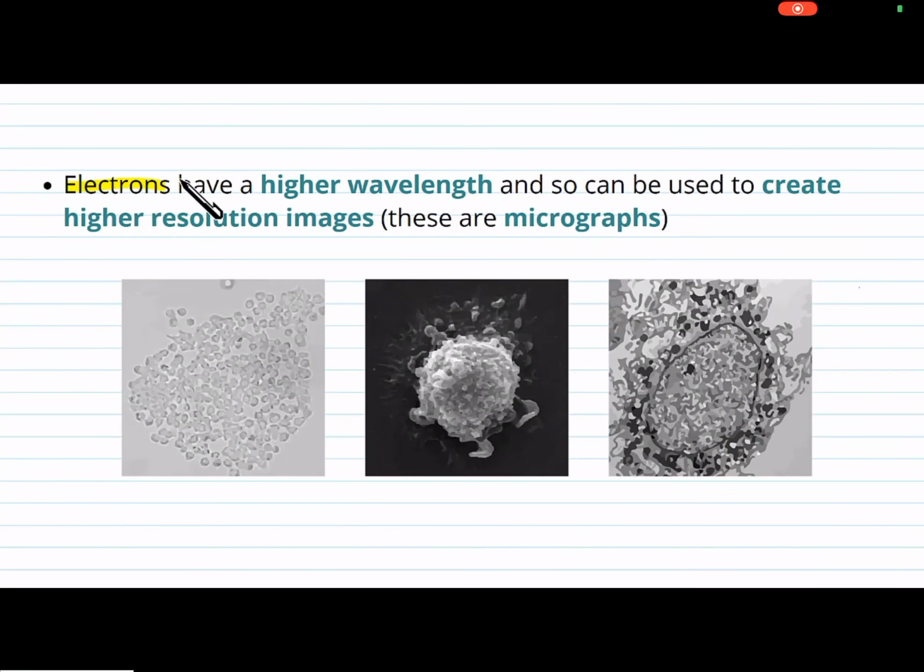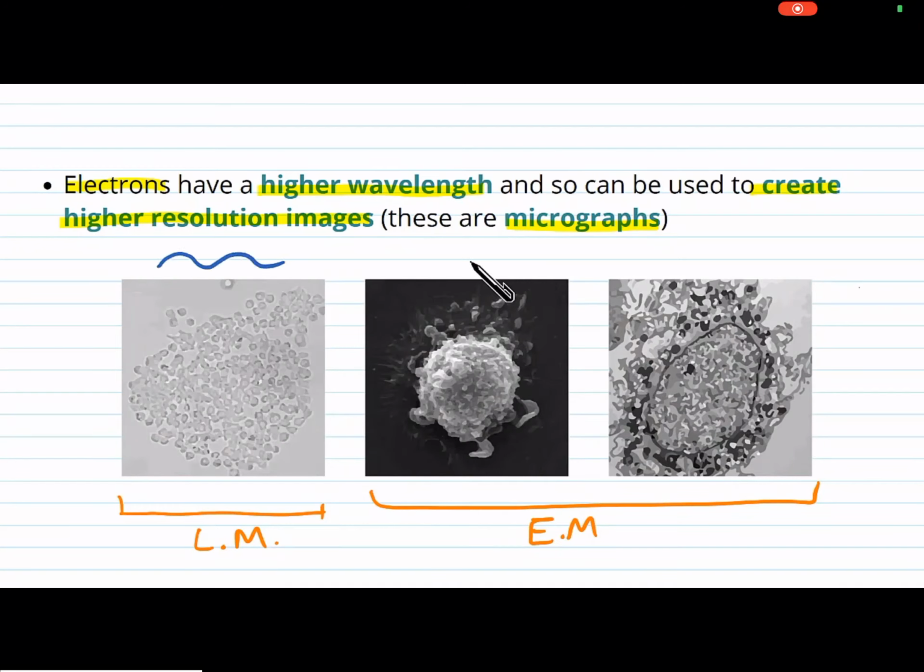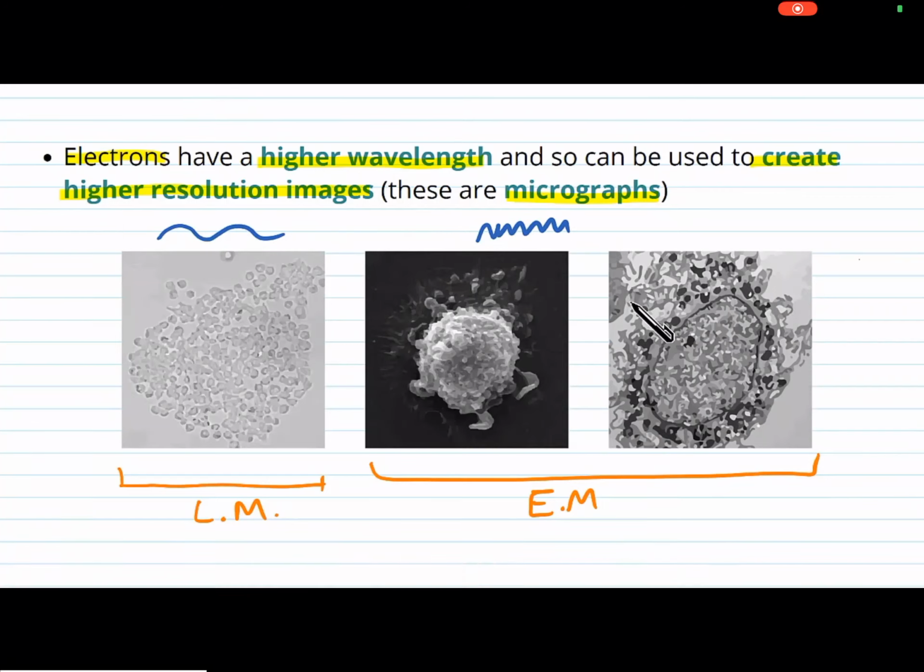The electrons used in these types of microscopes have a shorter wavelength than visible light. So they can be used to create higher resolution images in more detail, and we call them micrographs. Here we've got a section of an image from a light microscope, but here we've got two images from electron microscopes, and you can see that the detail and the amount of resolution is a lot greater because of the use of electrons. Again, this is because the wavelength of visible light is longer than that of the electrons.